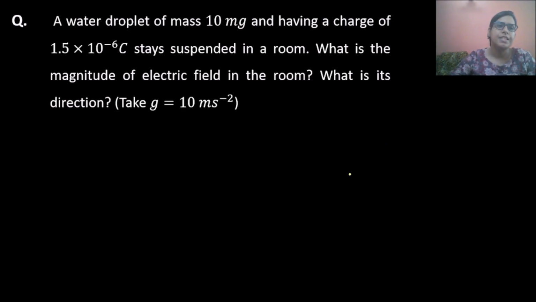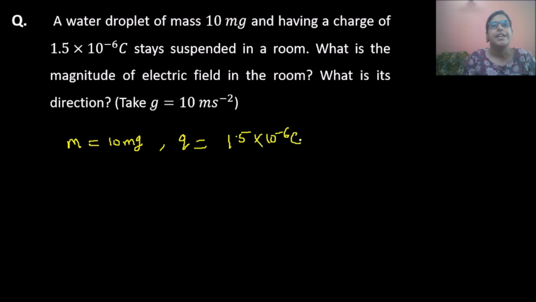Now the other question is: given a water droplet of mass 10 milligram, and having a charge of 1.5 into 10 raised to power minus 6 coulomb. So value of Q is 1.5 into 10 raised to power minus 6 coulomb. It stays suspended in a room. What is the magnitude of electric field in the room and what is its direction? So what we have given, there is a water droplet and it is suspended in a room.